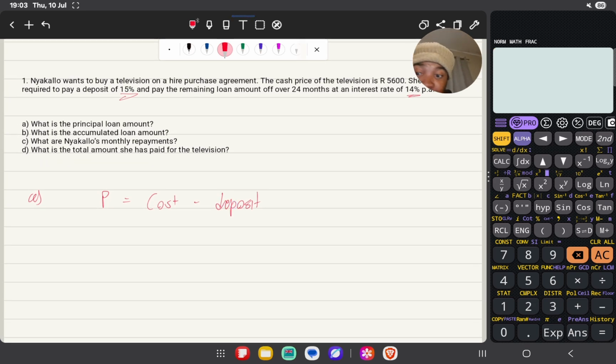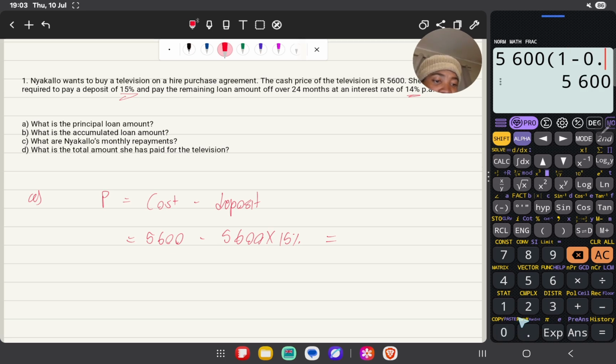So now you have the cost, it's 5,600 minus the deposit, which is 5,600 multiplied by 15%. This is how much we are paying, right? If I take out a common factor, I'm going to have 5,600 into 1 minus 0.15. So this is how much money I'll be having. This is my principal amount, 4,760. That's my principal.